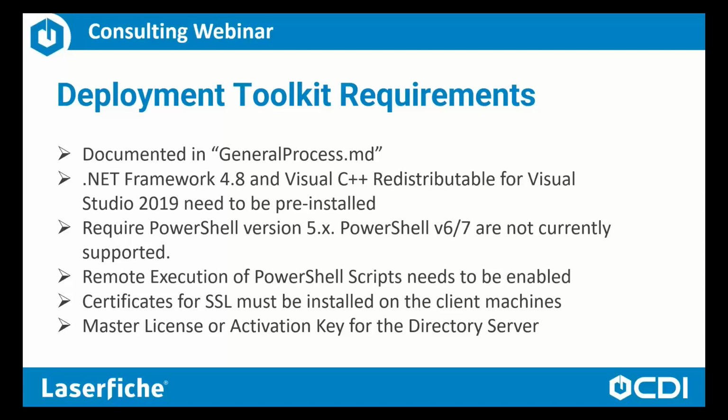The .NET Framework 4.8 and Visual Studio C++ redistributable for Visual Studio 2019 do need to be pre-installed. This will require PowerShell version 5. PowerShell 6 and 7 are not currently supported. Remote execution of PowerShell scripts will need to be enabled on all client machines. Any SSL certificates will need to be pre-installed on those machines, and you will need your master license or activation key for the directory server.